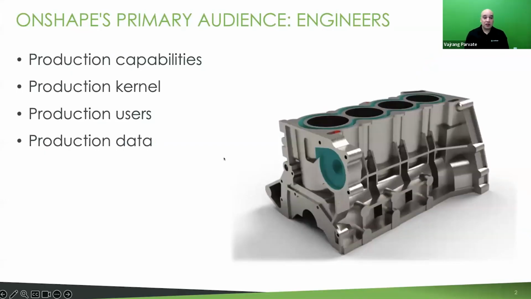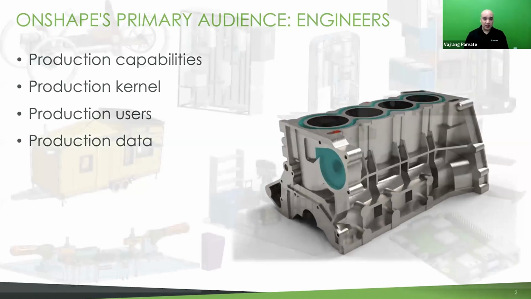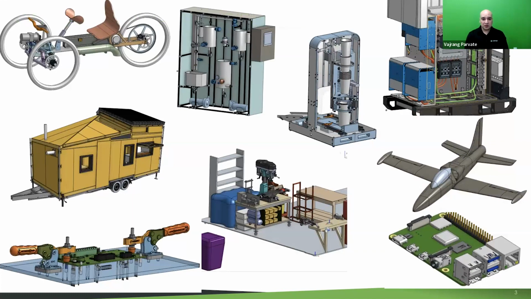So Onshape's primary audience is engineers, whether they're students learning to become one, hobbyists, startup companies, commercial users, enterprise level users, we've got them all. Onshape is an application with production level attributes, the capabilities, the kernel that it uses, its users, and obviously the data that the users generate. And this actually makes Onshape really well suited for researchers rather than using just a pure research platform that may not have all these attributes. And since CAD research tends to be on the applied side, sharing a platform with real engineers is a huge benefit.